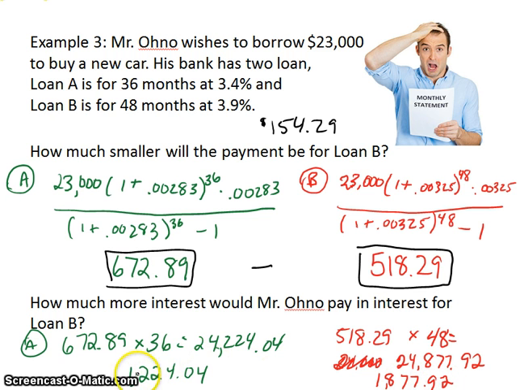$1,877.92 minus $1,224.04 means that loan A is cheaper in the long run, $653.88. Right? So it's more than just the monthly payment, it's the interest over the life of the loan.